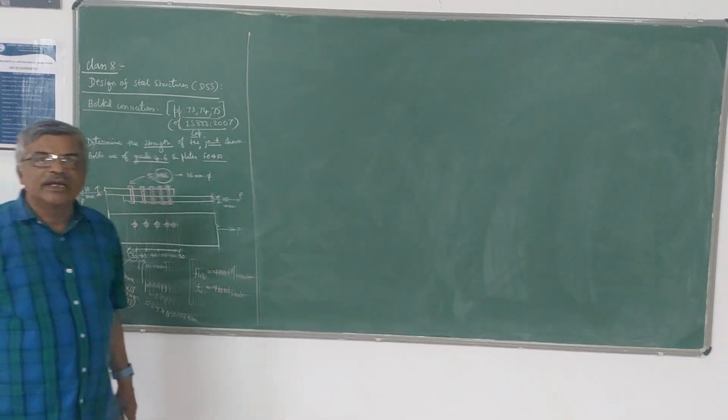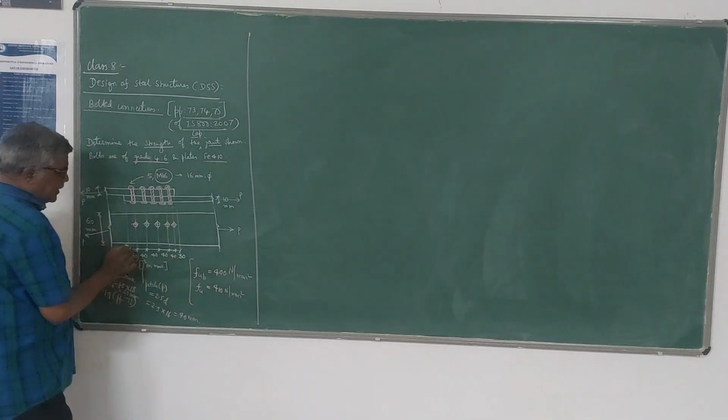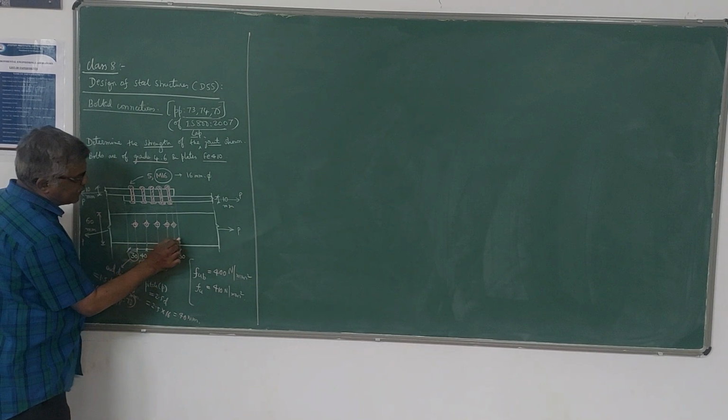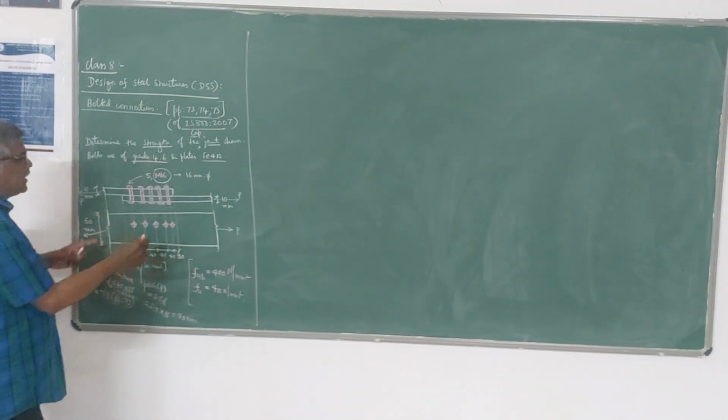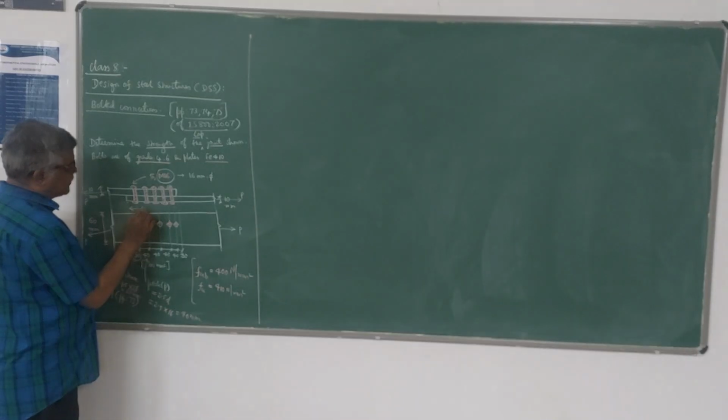So 30 mm is the end distance, 40 mm is the pitch. Since there are 5 bolts here, the end distance is 30, then it's 40, 40, 40, 40, then this is 30. So this becomes the length of the connection. You can take this as the length of the connection.